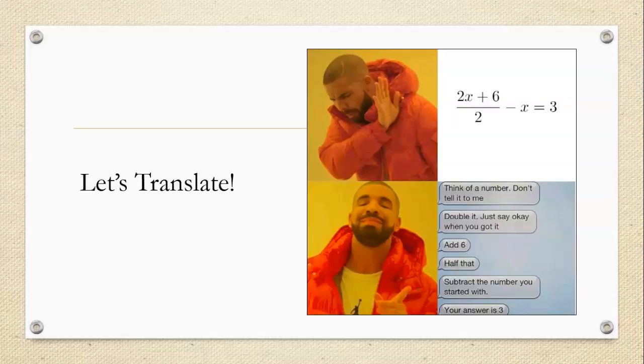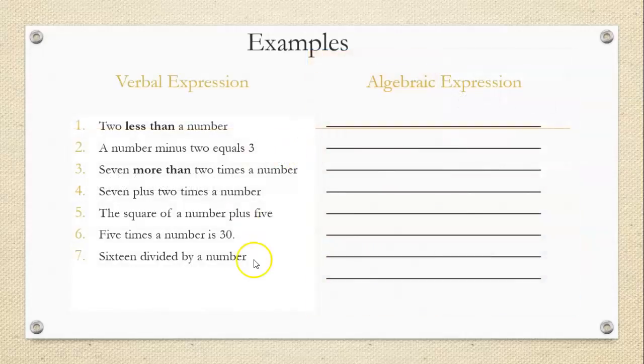So all translating is taking English words and turning them into math symbols, just like he did here. Here's the English words at the bottom, and we can translate them to this equation here on the top. So for these examples, we're going to take the verbal expression and turn it into the algebraic expression. So remember, algebraic, of course, we're in algebra. That just means you're going to use numbers and letters.